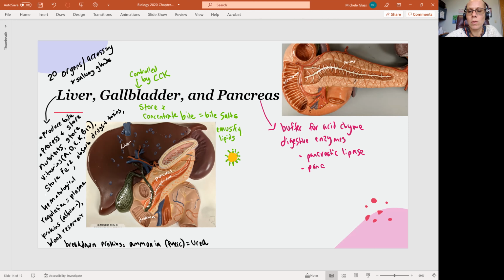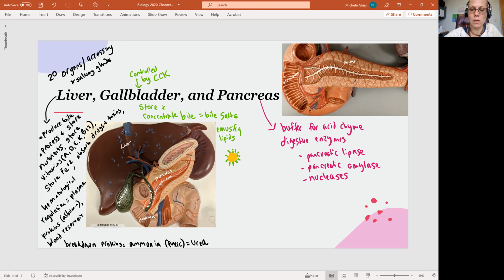We're going to get pancreatic amylase, which is going to help break down starch. Remember, you made salivary amylase in the mouth, but it got denatured in the stomach. So now that we're back to a higher pH in the duodenum, we can release a new amylase, a pancreatic amylase. We're also going to get the release of nucleases. So remember, your ASE ending tells you it's an enzyme. So nuclease is going to help break down nucleic acids.